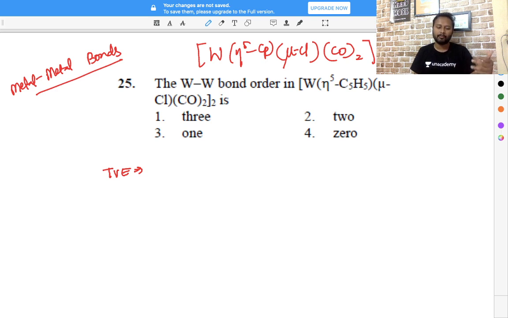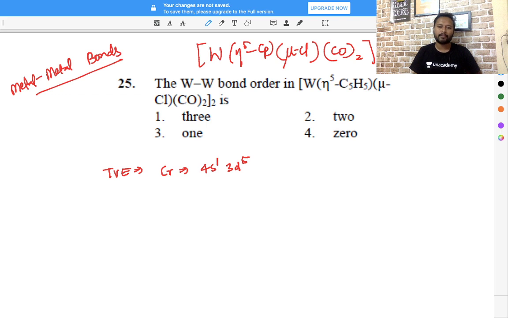It comes under chromium, right? So chromium, molybdenum, and then tungsten. If I talk about chromium, it has 4s1 3d5 configuration. This is the configuration of your chromium. So it has 6 electrons.